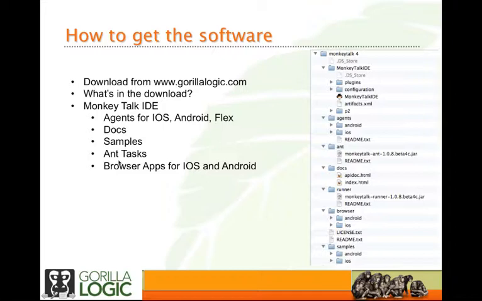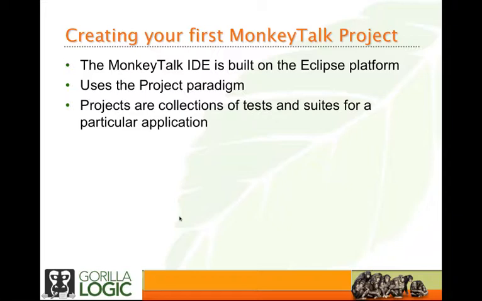When you download the application from the internet, this is the folder structure that you get. And as you see, you get the MonkeyTalk IDE, agents for Android and iOS, the Ant target, some documentation, a command line runner, and some sample applications. The MonkeyTalk IDE is built on the Eclipse platform and uses the project paradigm. If you're familiar with Eclipse, you'll be very familiar with how MonkeyTalk works whenever you get started. A project is just a collection, a way to encapsulate your whole testing project.